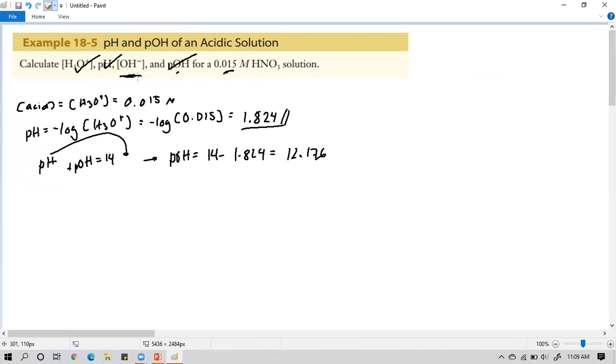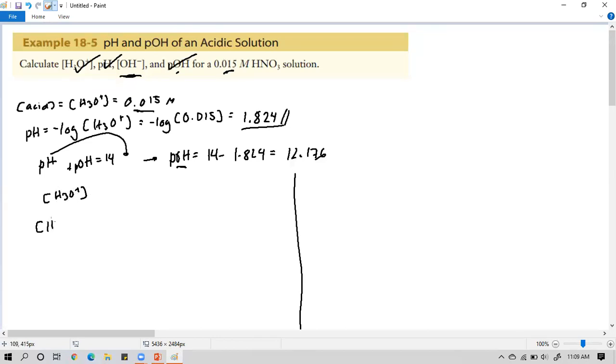And then, sa may hydroxide ion. So, how do we calculate for the hydroxide ion? There are two approaches na pwede niyong gawin. Pwede niyong gamitin yung pOH. Pwede niyong gamitin yung hydronium ion. Now, let's take the approach na manggagaling sa hydronium ion natin.